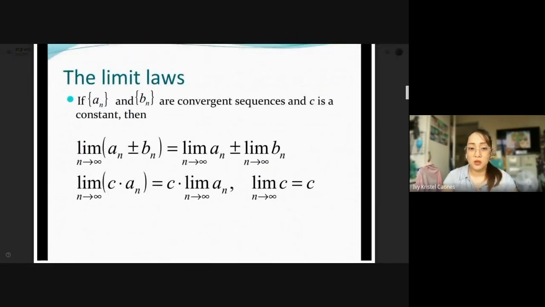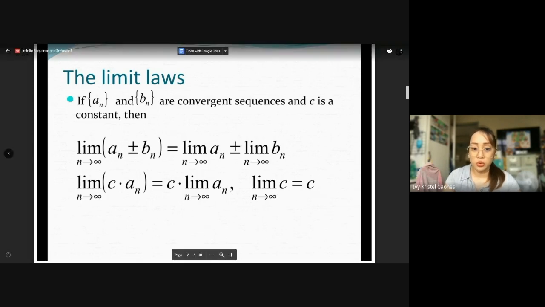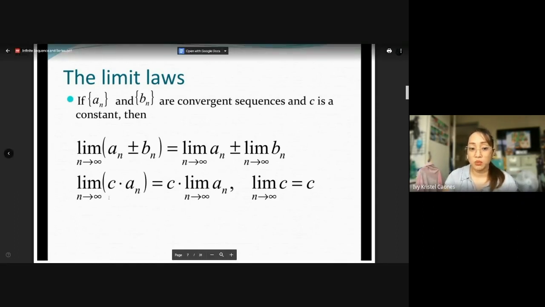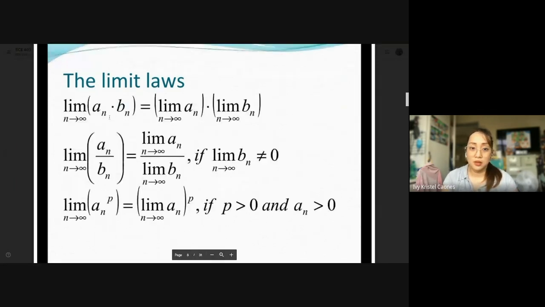So we have limit laws. We are considering that a sub n and b sub n are approaching something that is convergent, and c is a constant. Then the limit of the sum or difference of these two will be equal to getting the individual limits, then adding them or subtracting them. Then if c is a constant, if you multiply a constant to a limit, it will be equal to the constant times the limit of a sub n. The limit of the product is equal to the product of the individual limits of these two.